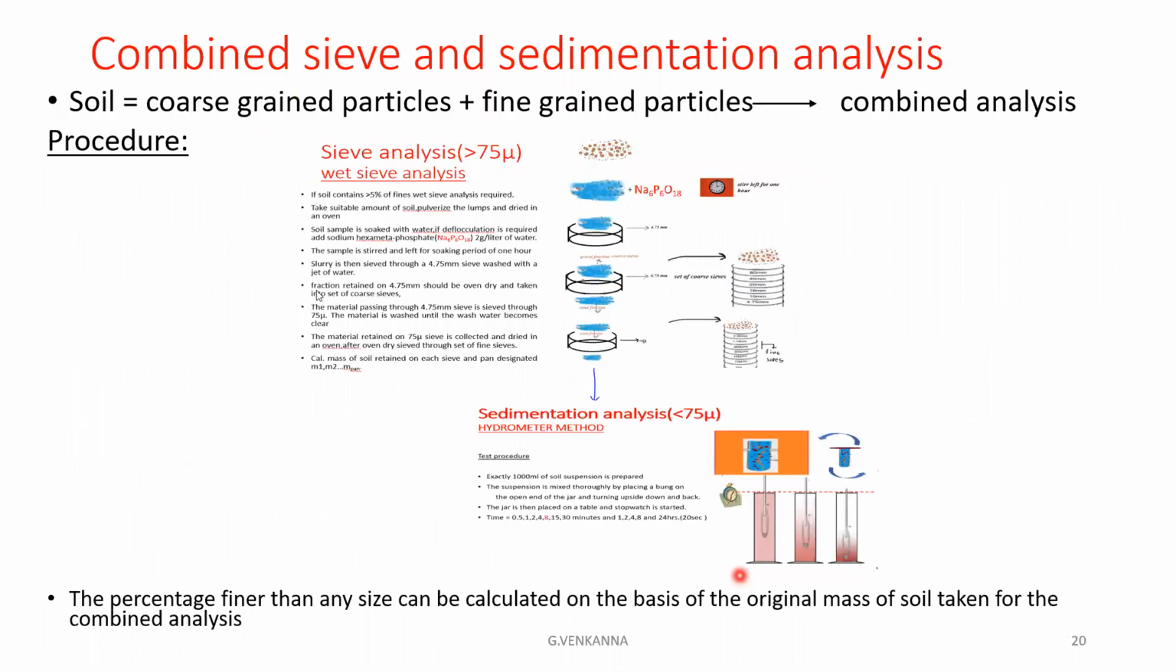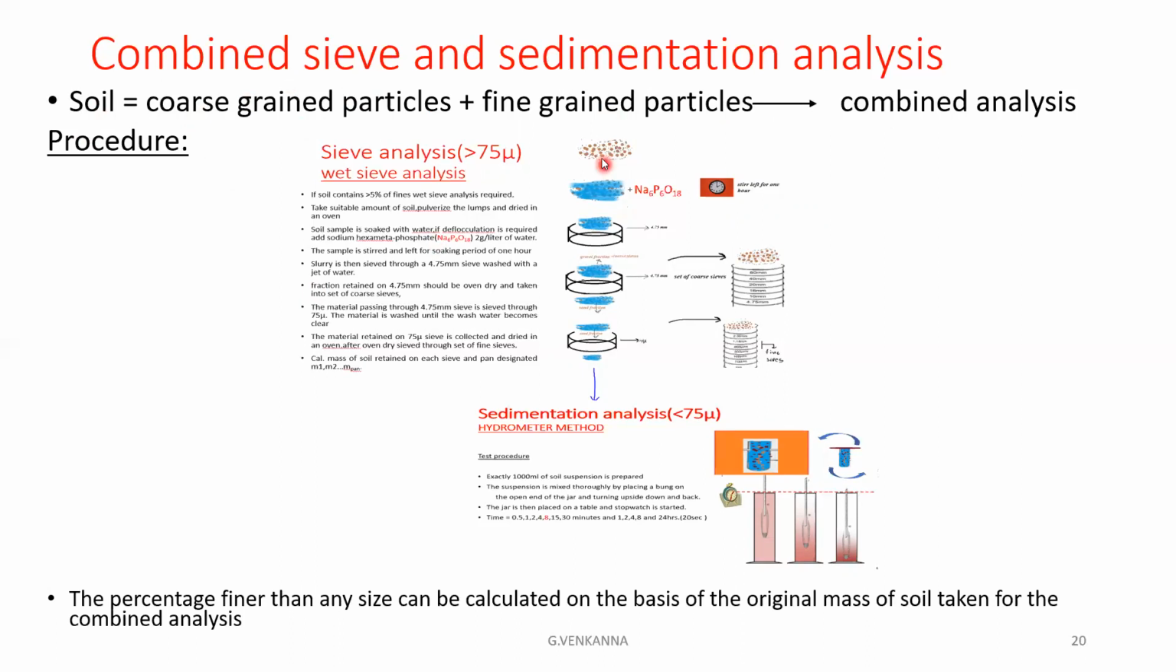Okay, next topic is combined sieve and sedimentation analysis. Generally any soil has coarse grained particles and also fine grained particles. Whenever both kinds of particles are present together in a soil, we can go for combined analysis. The procedure for this combined analysis is like this.